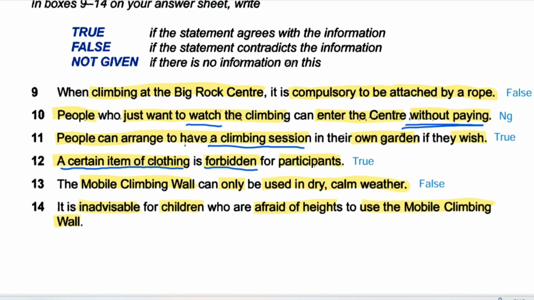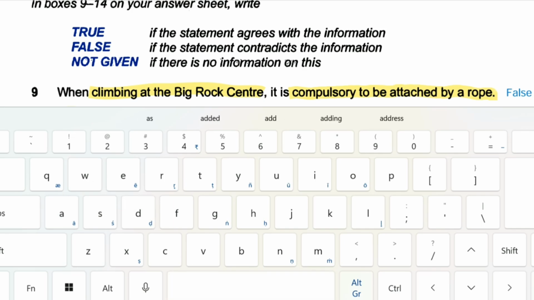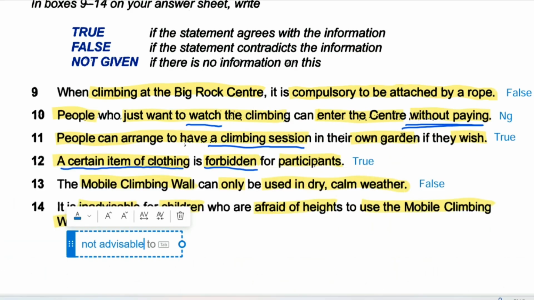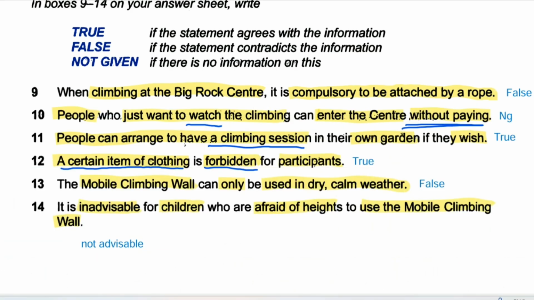Next and the last question. It is inadvisable. By the way, inadvisable means not advisable. So let me write it down over here. Not advisable. Not advisable means you should not do that. Or I can also say discouragement. It is not advisable for children who are afraid of heights to use the mobile climbing wall. It means if a child is afraid of heights, then he should not use the mobile climbing wall.